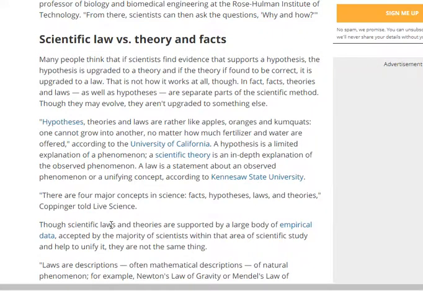Now, the law is the observed phenomenon. It is a statement of an observed phenomenon.